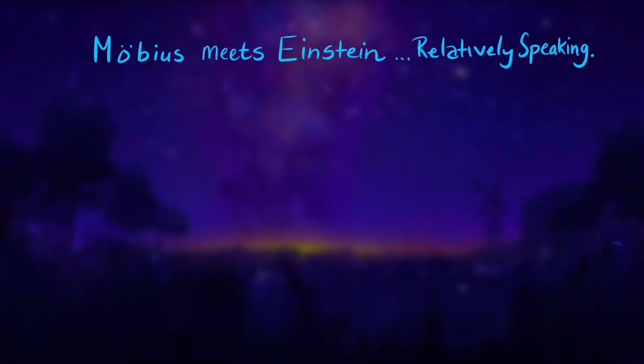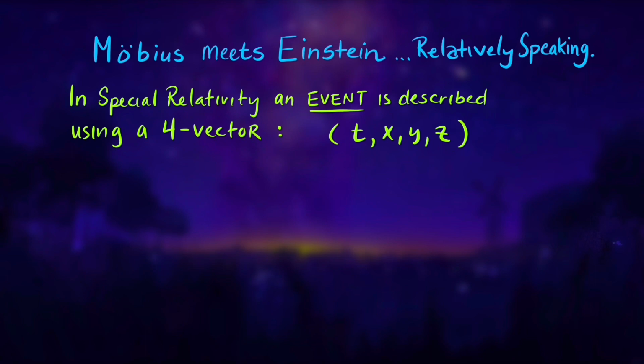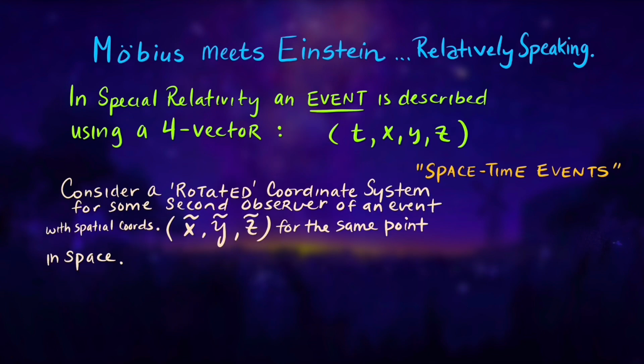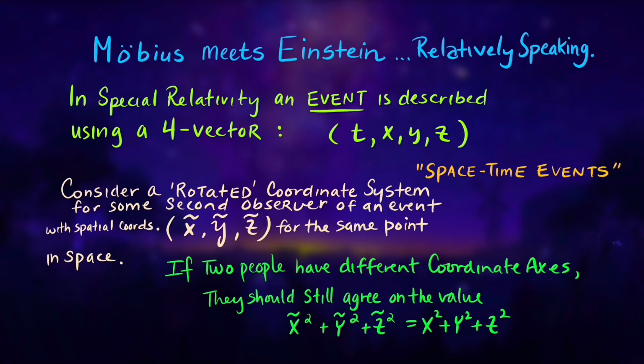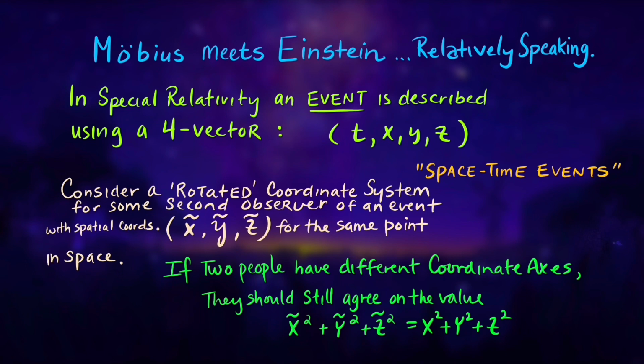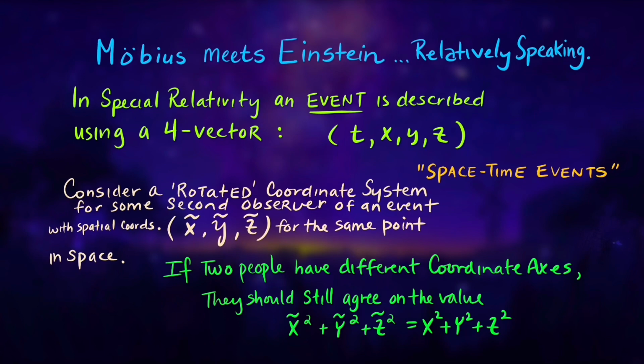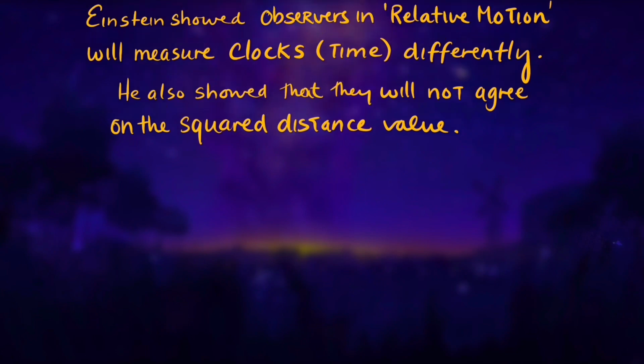Mobius meets Einstein, relatively speaking. In special relativity, an event is described by a 4-vector, t, x, y, and z, t for time, and x, y, and z for spatial coordinates, giving us a space-time event. Now consider an observer in a rotated coordinate system. We'll call the spatial coordinates x, y, z tilde, and they observe the same point in space. Then they should still agree on the squared distance to that point.